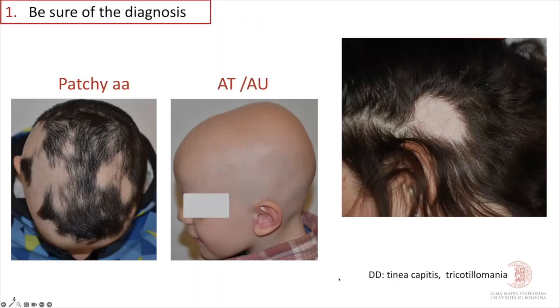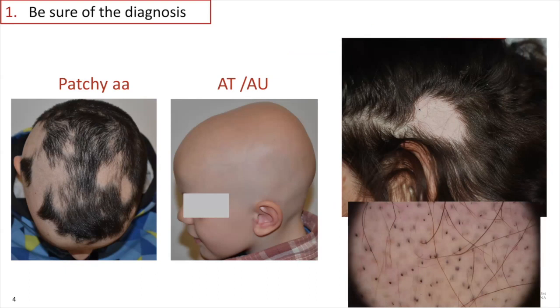It is easy to diagnose alopecia areata when it has several patches or when you have alopecia areata totalis or universalis, but when you have a single patch of alopecia areata, you should make a differential diagnosis between tinea capitis and trichotillomania. And of course, differential diagnosis mainly relies on trichoscopy.